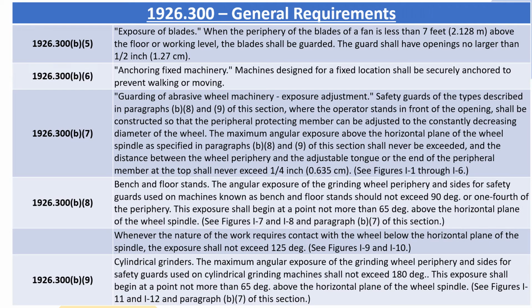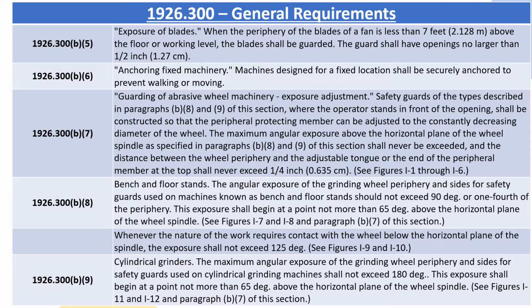1926.300 (b)(7) Guarding of abrasive wheel machinery, exposure adjustment. Safety guards of the types described in paragraphs (b)(8) and (9) of this section, where the operator stands in front of the opening, shall be constructed so that the peripheral protecting member can be adjusted to the constantly decreasing diameter of the wheel. The maximum angular exposure above the horizontal plane of the wheel spindle as specified in paragraphs (b)(8) and (9) of this section shall never be exceeded, and the distance between the wheel periphery and the adjustable tongue or the end of the peripheral member at the top shall never exceed 1/4 inch (0.635 centimeters). See Figures I-1 through I-6.